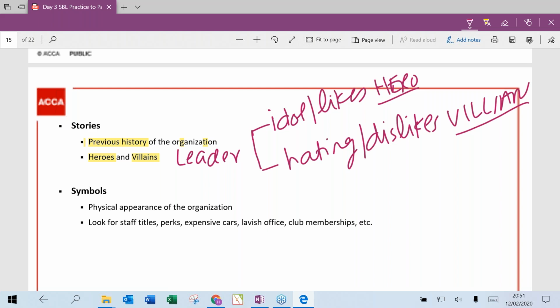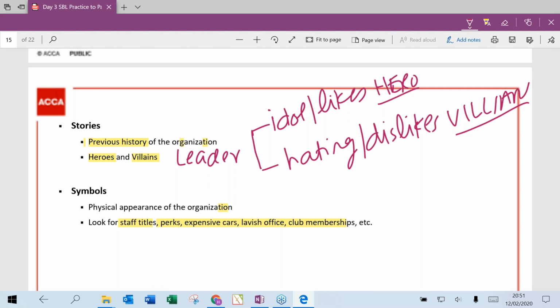Okay. And lastly, we talk about symbols. Symbols, physical appearance of the organization, like staff titles and perks and expensive cars and lavish office and club membership. All these physical elements which show power are part of symbol.